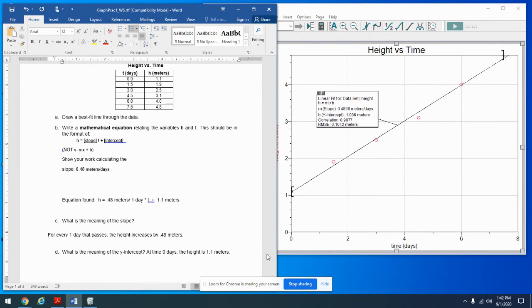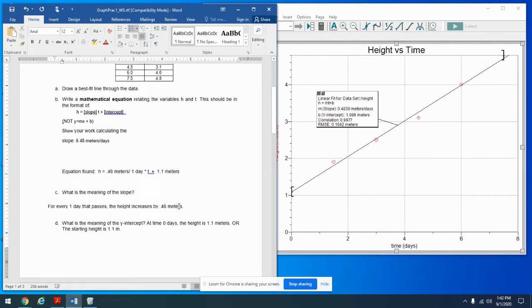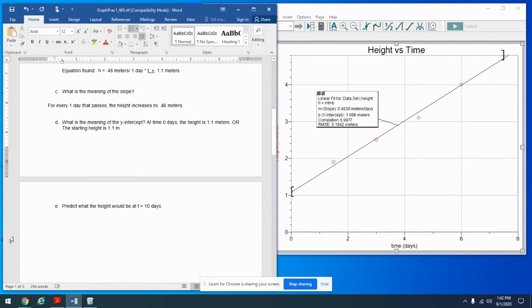You could also say, this would be fine, the starting height is 1.1 meters. That's also fine. It'll say the same thing. And then predict what the height would be at time 10 days.